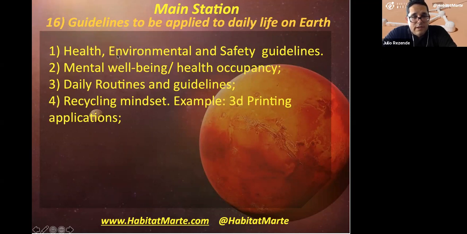We imagine that topics like health and safety, mental well-being, and health, occupancy, also daily routines and guidelines, and also a recycling mindset. All of these topics will be interesting to be discussed and also shared with Earth about what possible activities we'll be doing on Mars.